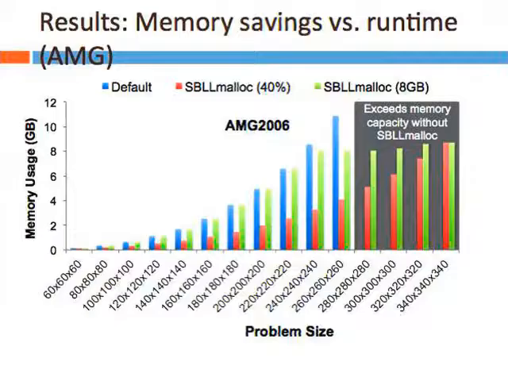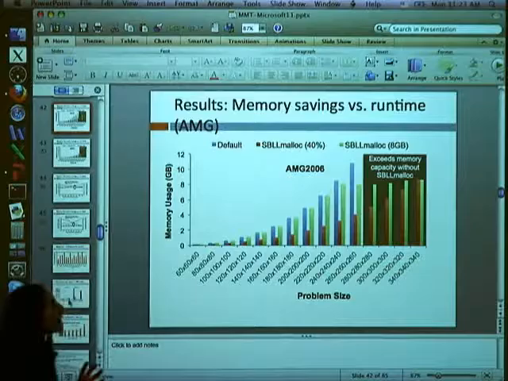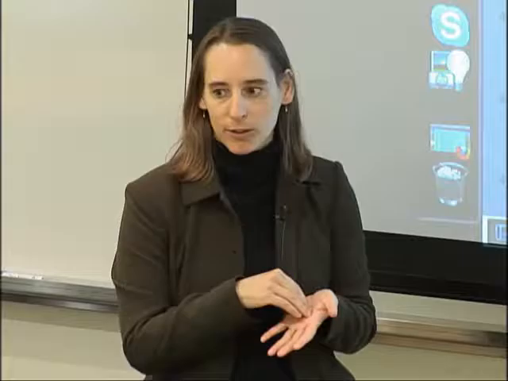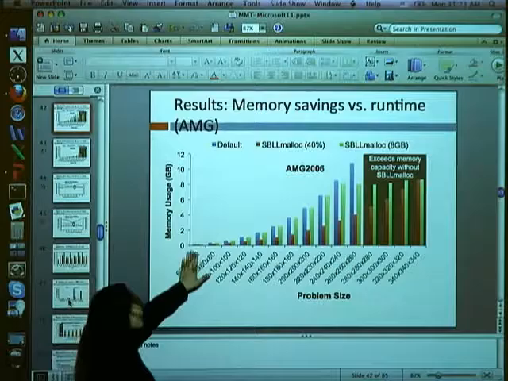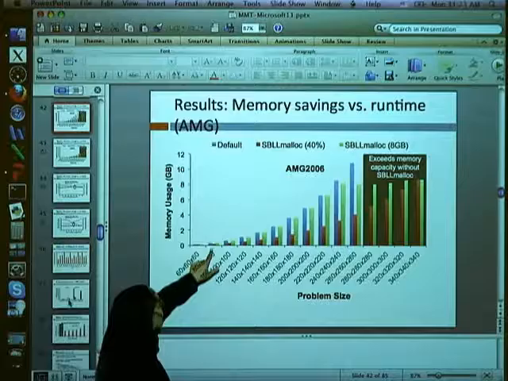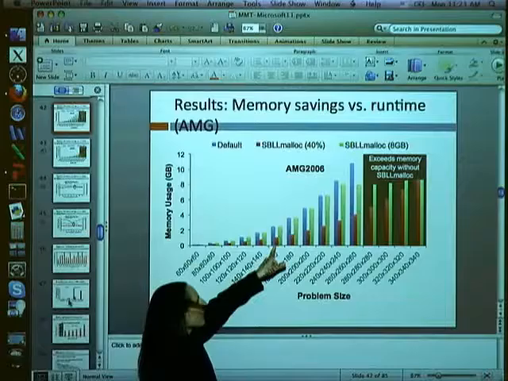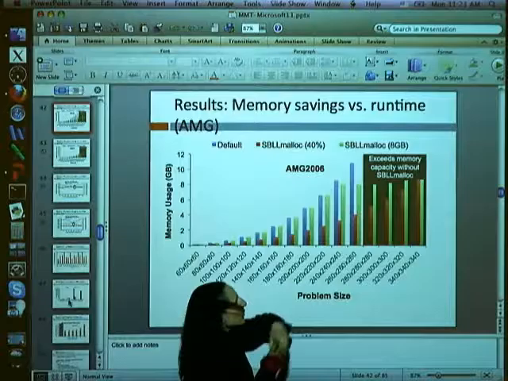All right, so let's look at AMG, and look at this trade-off between memory savings and runtime. So we use two trigger points here. One is to trigger at 40% of the total memory. And then the other one is to have an absolute trigger at 8 gigabytes regardless of how big the problem size is. So we start out and the runtime, you can see that the runtime of the 40% is the best, because as we get bigger and bigger, that delays the trigger points later and later. Okay, and as we can use more nodes.